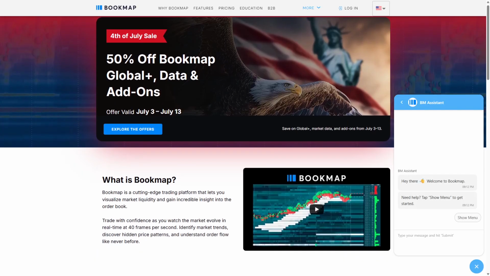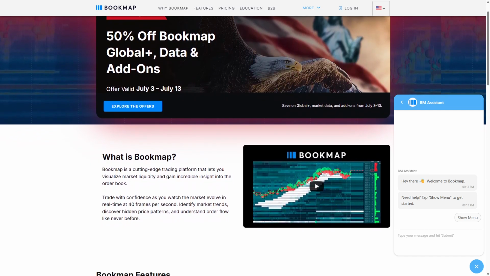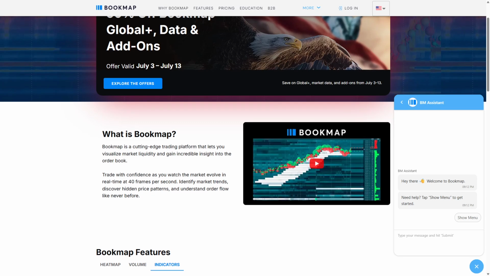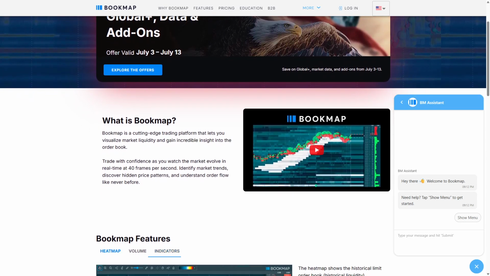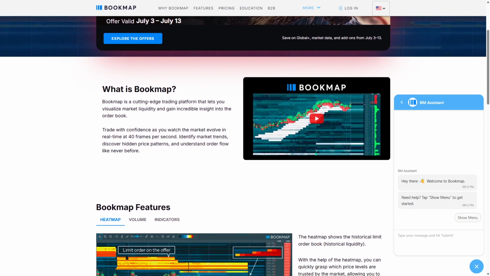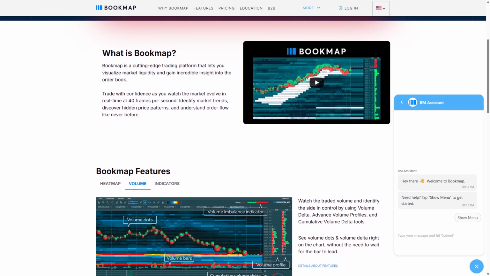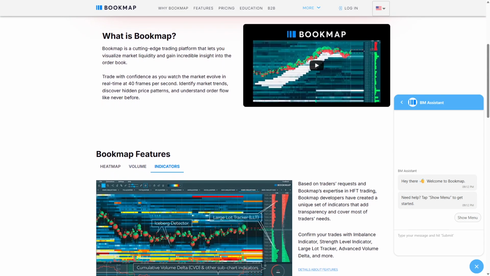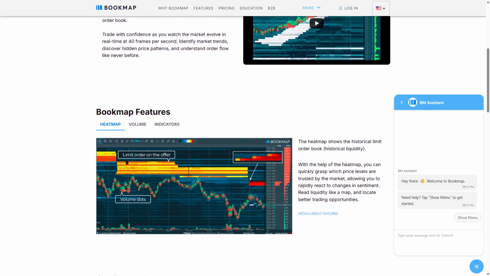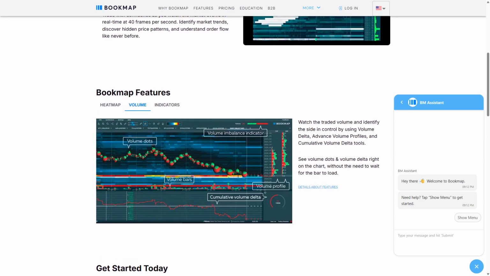Bookmap is a comprehensive order flow platform that delivers real-time market depth and footprint charting with high precision. It visualizes the order book by plotting liquidity and executed trades dynamically, allowing traders to see iceberg orders, large blocks, and subtle shifts in supply and demand. Bookmap integrates with multiple brokers and data feeds, offering customizable indicators and advanced tools like volume dots and heat map layering. Its strengths include deep market insight, extensive customization, and support for various asset classes including futures, stocks, and crypto.